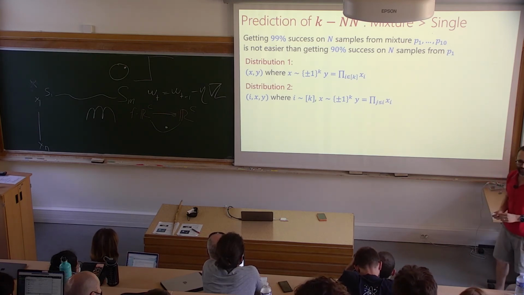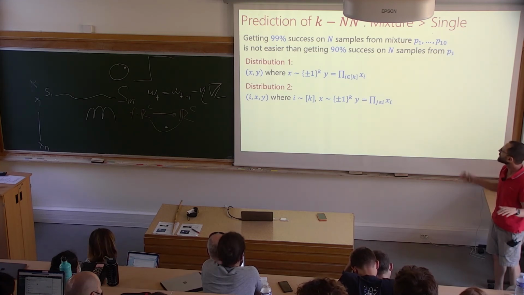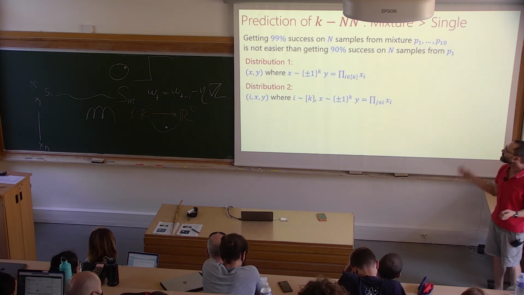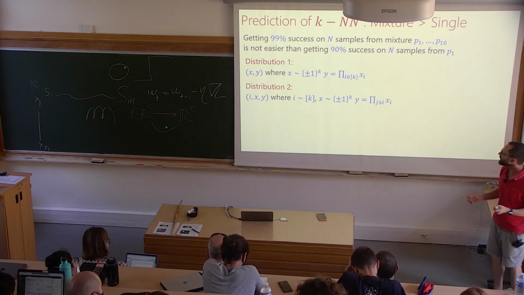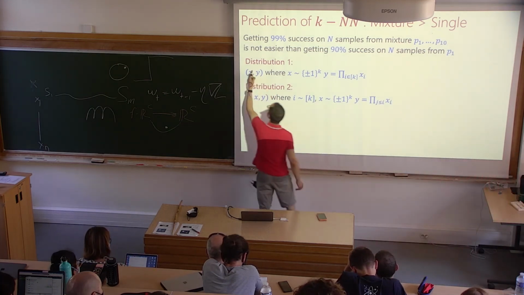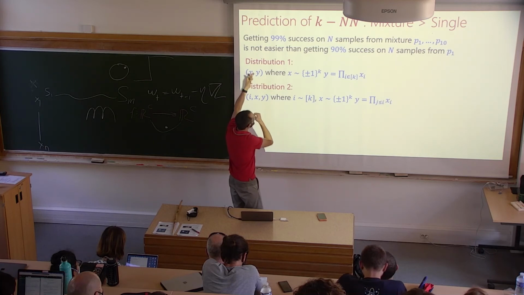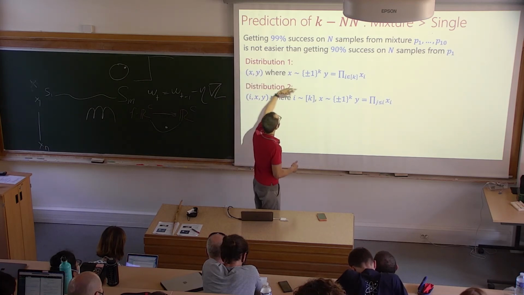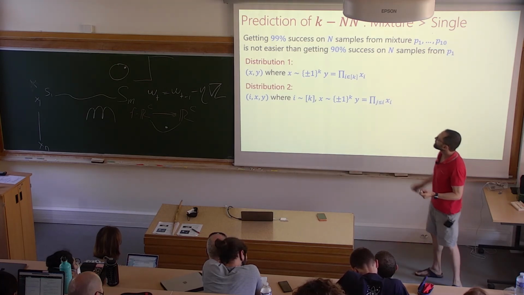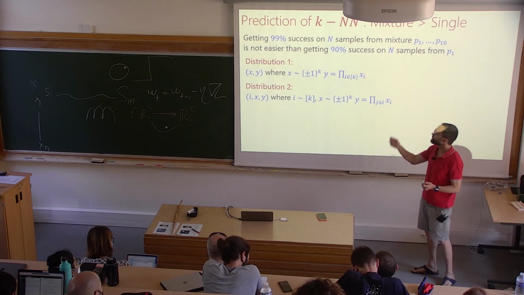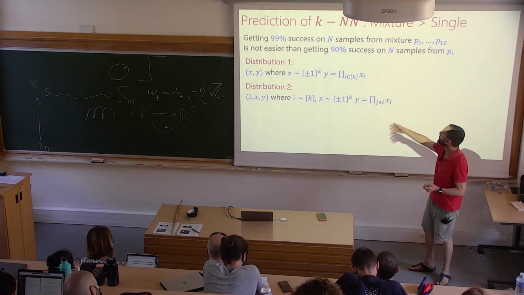I considered two distributions. In the first, the full parity on all the bits: you take k, x, y, with a one-hot encoding of k, where x is completely random and y is the parity of all k bits. In the other, you select at random a point i between 1 and k, and give i, x, y, where y is the parity of the first i bits.